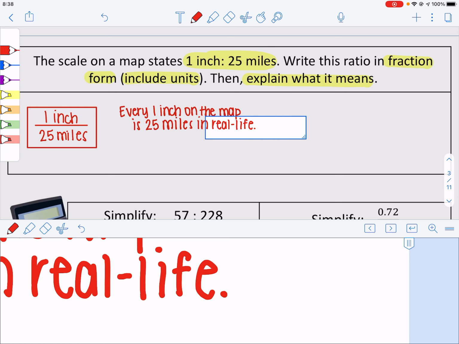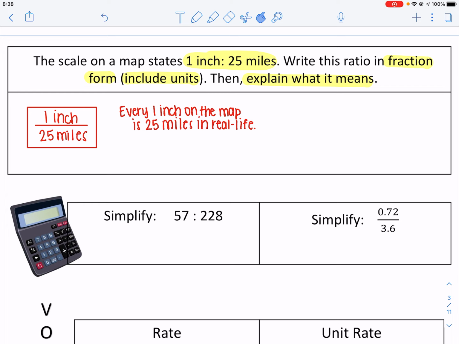Okay, and this is helpful if you have whole inches. So if from one city to the next city it's 2 inches, we know that that's actually 50 miles. If it's 3 inches, we know that that's 75 miles. So you can use that to estimate how far away 2 different places are on a map.